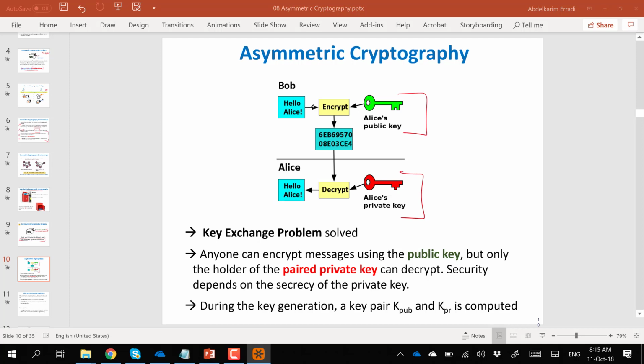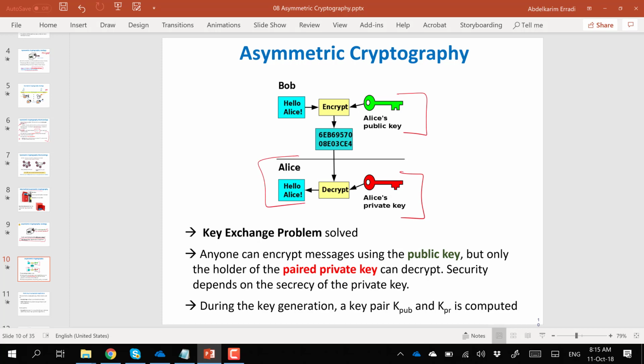And then he has this message, "Hello, Alice." He wants to send it securely. So he encrypts it using Alice's public key. And then once it is encrypted, it gets sent through this insecure channel. An eavesdropper listening to the channel can get a copy of the message, but they cannot do much with it. It's meaningless because they cannot decrypt it. So once Alice receives it, she will decrypt it using her private key and get back the plain text.